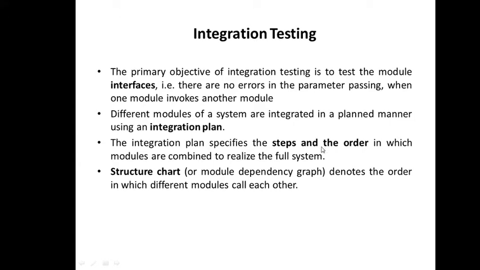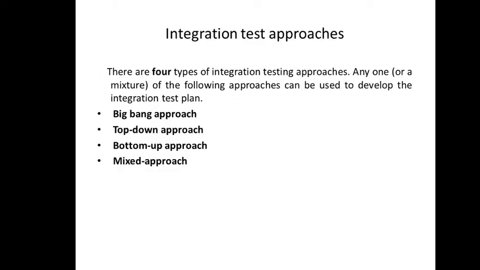Steps means it may be a top-down way or it may be bottom-up. If you start integrating from the root module till the leaves are integrated, this is known as the top-down approach. While if you start with the bottom modules and then go on combining them till the root is achieved, that is the bottom-up approach. So we have different approaches for integrating them, overall present in your integration plan document. Now, what helps? The structure chart or the module dependency graph helps us in achieving this.